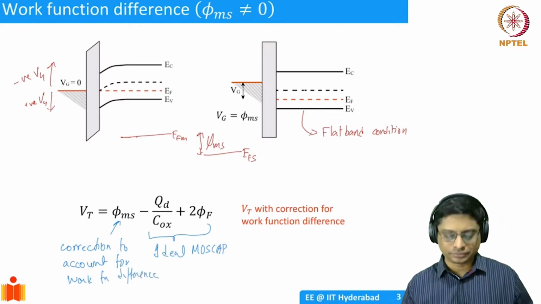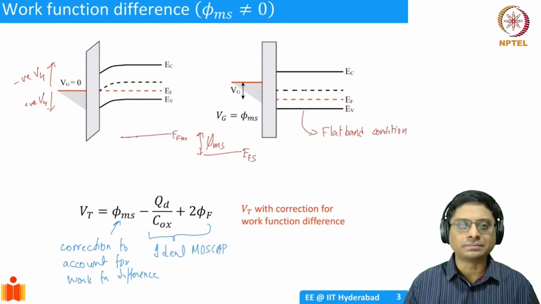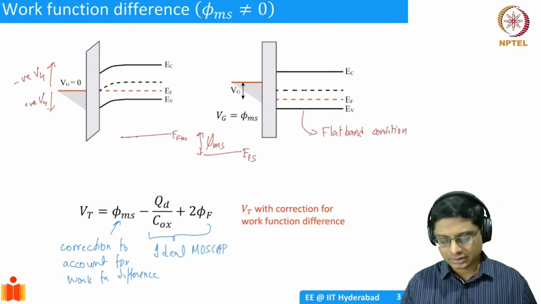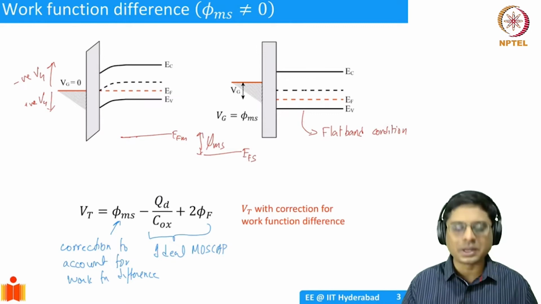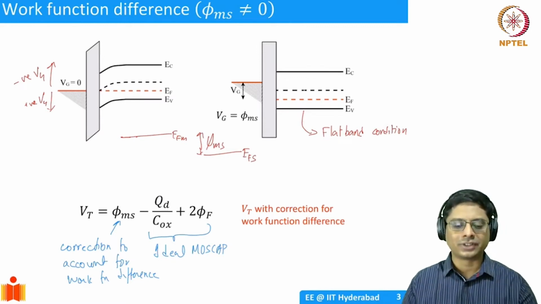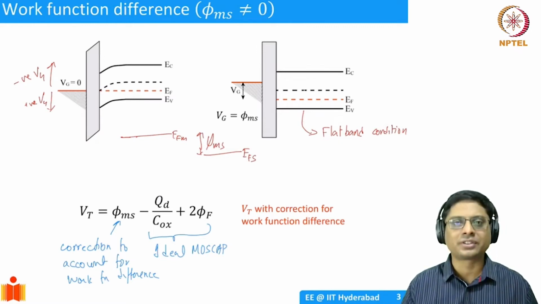This is going to happen. So we have the new VT. It doesn't look so bad. All we have to do is compute the metal-semiconductor work function difference.